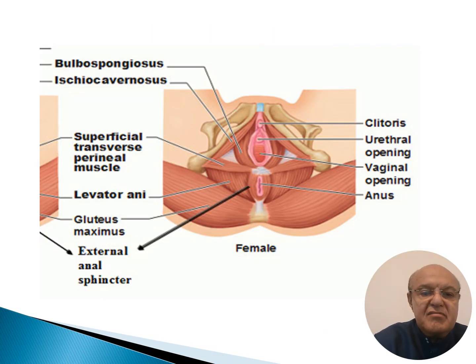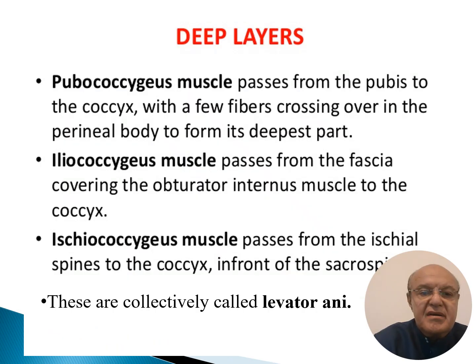The levator ani muscle, which is the deep part, has three parts: pubococcygeus, iliococcygeus, and ischiococcygeus. It is just like the bottom of a boat between the perineal muscles from either side, between the pubic, iliac and ischial bones to the perineal body, just like the bottom of a boat.